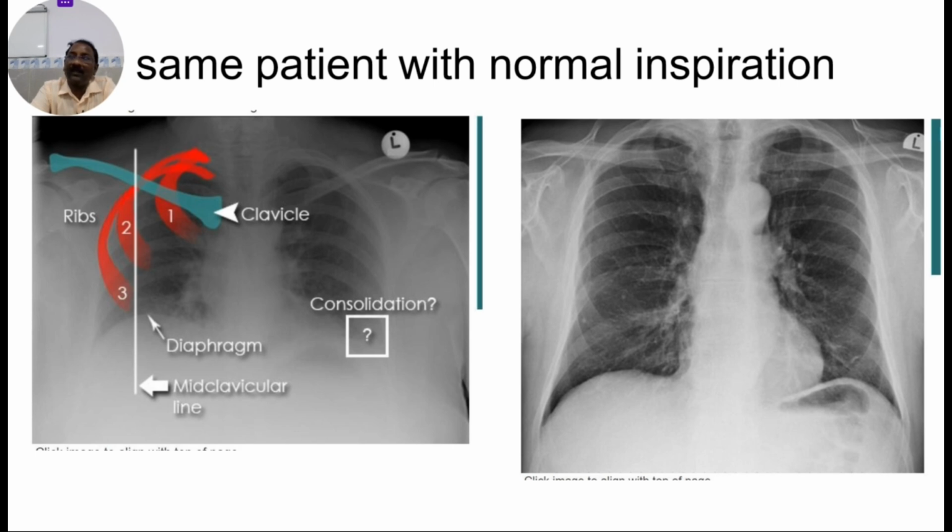See here, there is consolidation in the left lower lobe in the first film, and no consolidation in the second film. So this is the same patient in the expiratory film and the inspiratory film. So we advise the radiographer to take the pictures very neatly: concentrate on the rotation, not to rotate the patient, and concentrate on getting an inspiratory film, not an expiratory film.